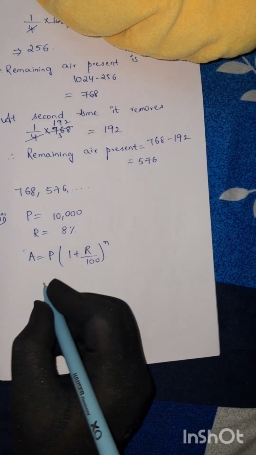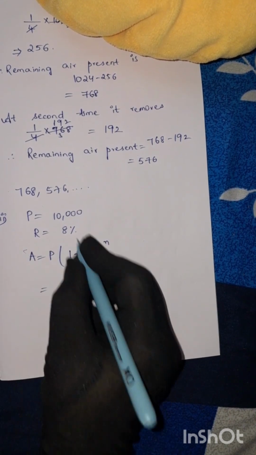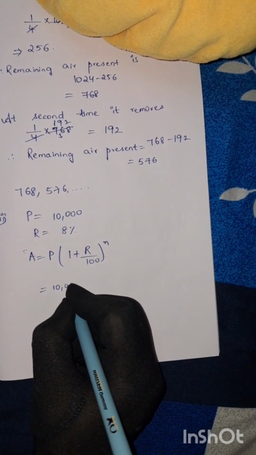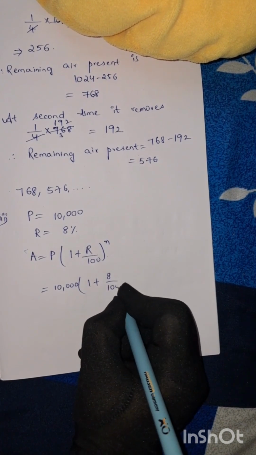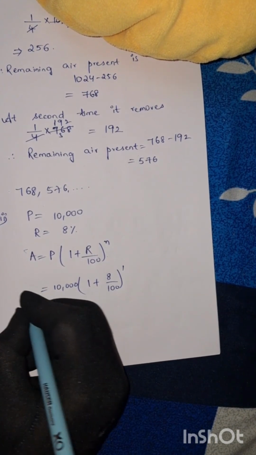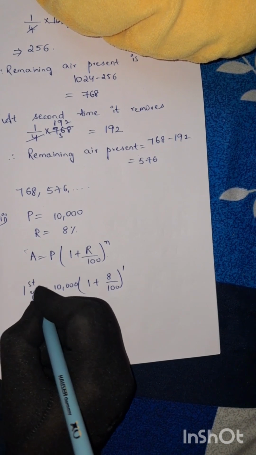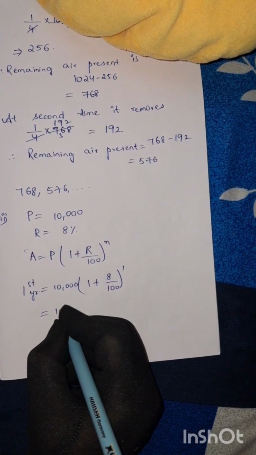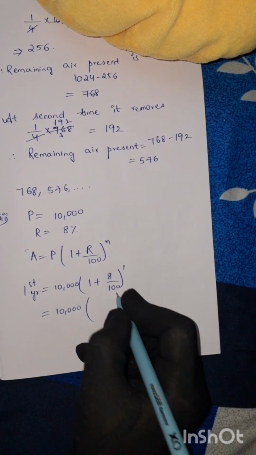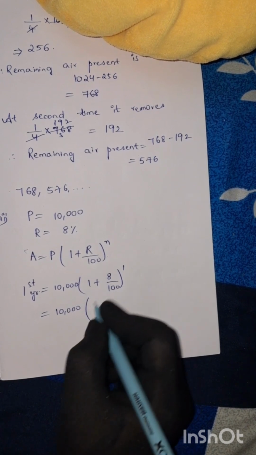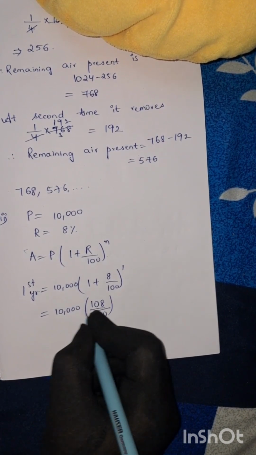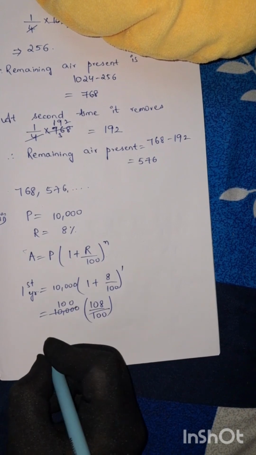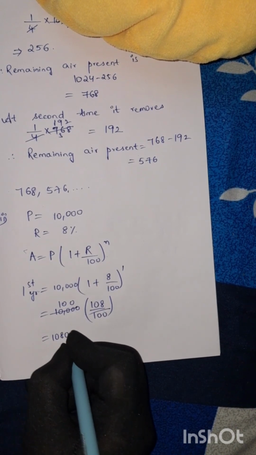Okay, so see here, the amount: first, the principal amount is what? 10,000, right? 1 plus R, which is 8 by 100, whole power 1. This I am doing for the first year. So 10,000 times 108 by 100, which is nothing but 10,800.